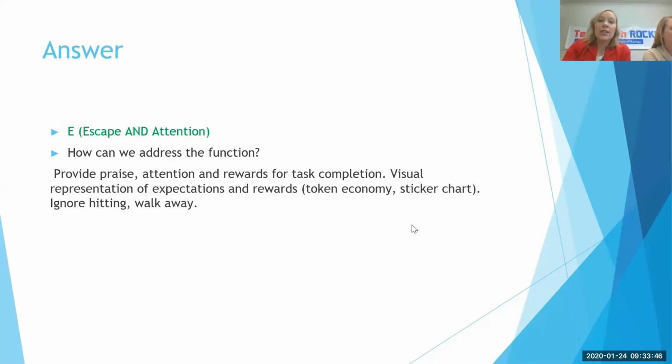So thinking about if that's what she needs, if she needs to escape the task or if she needs attention, then we can provide her praise and attention for appropriate behavior and for completing tasks. We can also make sure we are following through, that she still has to continue the task that she was given, and then also ignoring the hitting and walking away, as much as that seems counterintuitive to so many families and teachers. Oftentimes that's the most effective thing. If she wants your attention and you walk away, that's teaching her real quick that the function is not getting met by that behavior, that it's not working.